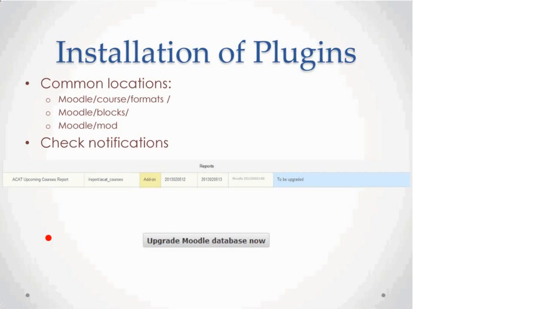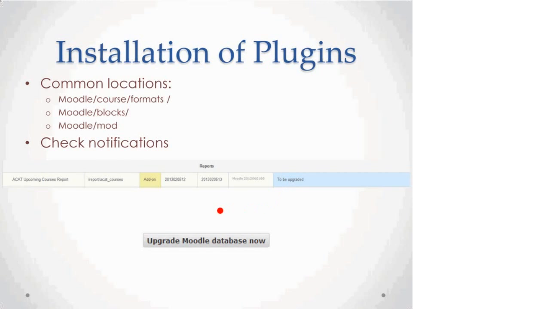So now you have your new plugin unzipped in the correct location. The first step I would recommend is to go to your settings block, site administration notifications, and it should show up in there as displayed on screen. So this is an example of a report that I was doing. It appears with the name of the report, the location, says that it's an add-on, the version number, etc. And it says to be upgraded.